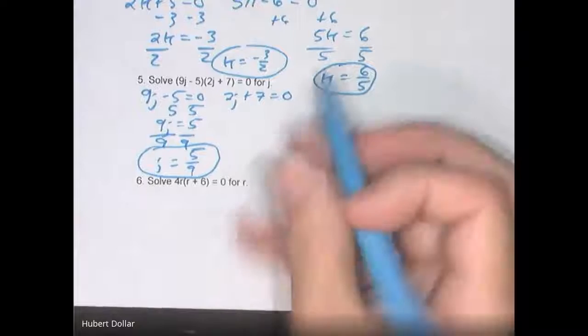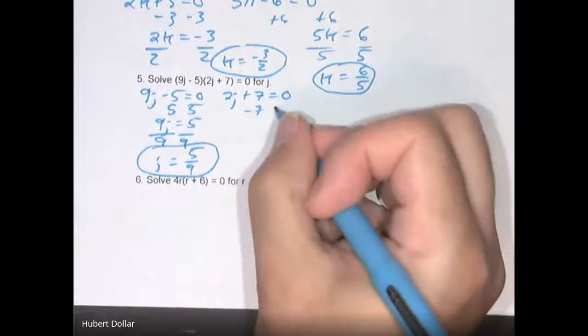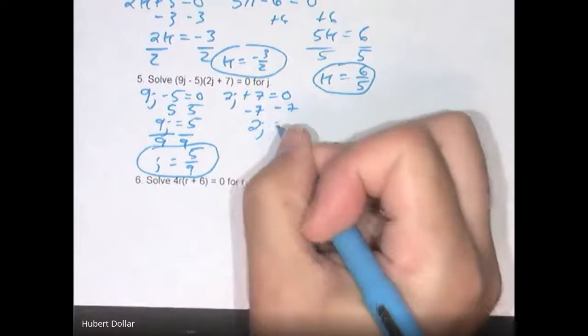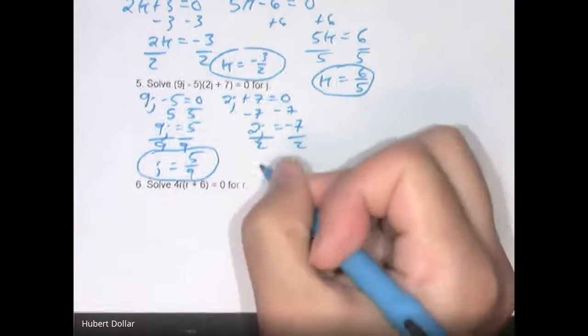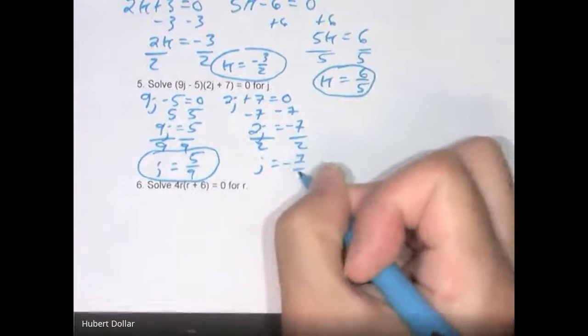2j plus 7 equals 0, so the opposite of adding 7 is subtract 7. 2j equals negative 7, the opposite of multiplying by 2 is dividing by 2, so j equals negative 7 halves.